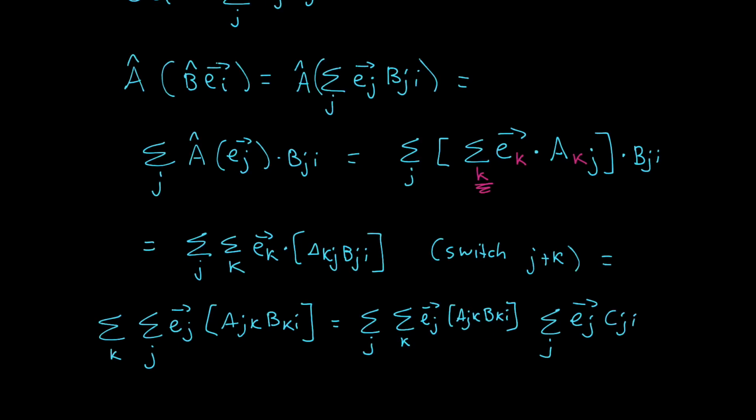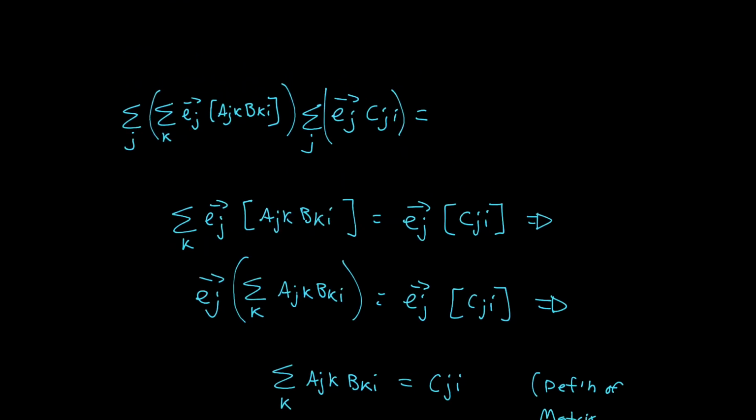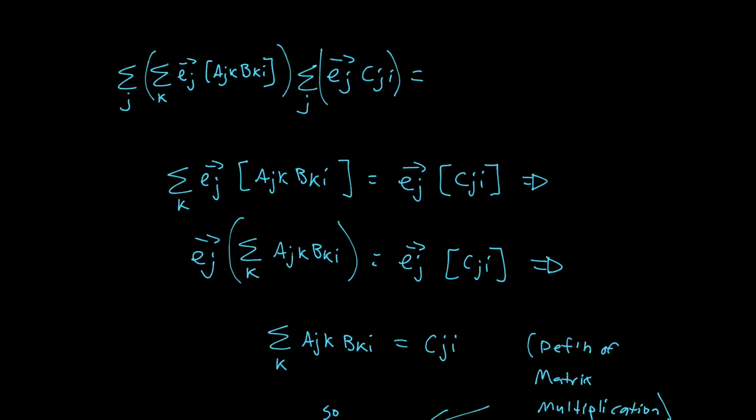which is the sum over all j, sum over all k of e_j, A_jk, B_ki, which if you remember is equal to the sum over all j of e_j times C_ji. And you can rewrite the sum as the sum over all j and then put the other sum in the parentheses, which is equal to the sum over all j of e_j C_ji.